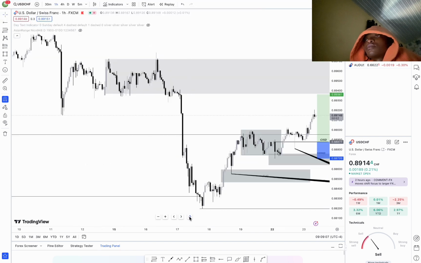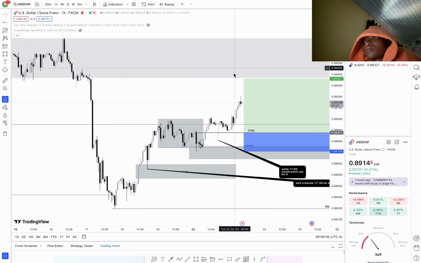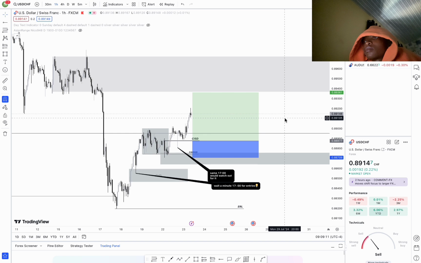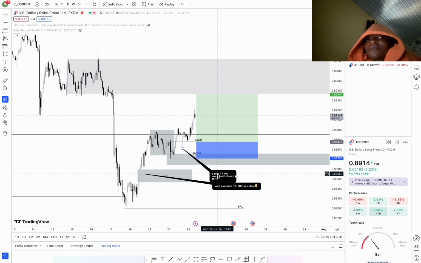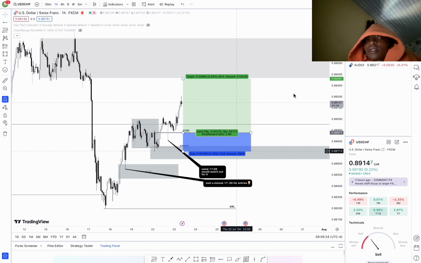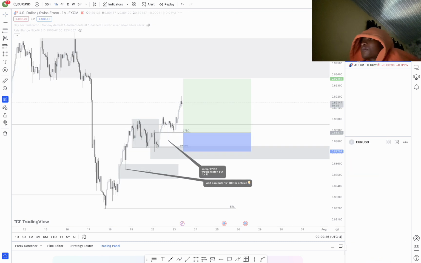So looking at USD CHF, as you can see, price has already rallied up, and this was a light bulb moment I had. I think you should check your TradingView at 7 o'clock most times, that's 10 o'clock in Nigerian time. You'll be shocked at what happens most times.